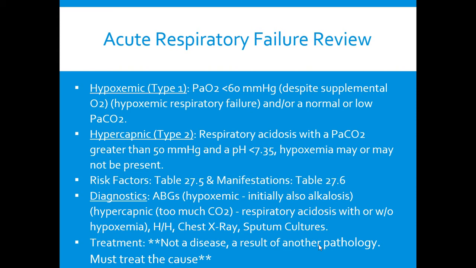So what are some diagnostics that we do with acute respiratory failure? We look at ABGs. Especially with hypoxemic respiratory failure, you'll find alkalosis initially, and with hypercapnic respiratory failure, you'll find respiratory acidosis with or without hypoxemia. Make sure you also review the H&H and a chest x-ray, and then you collect some sputum samples and sputum cultures.